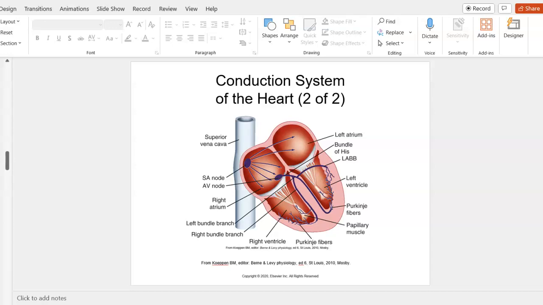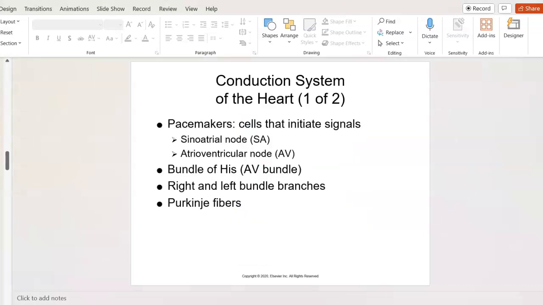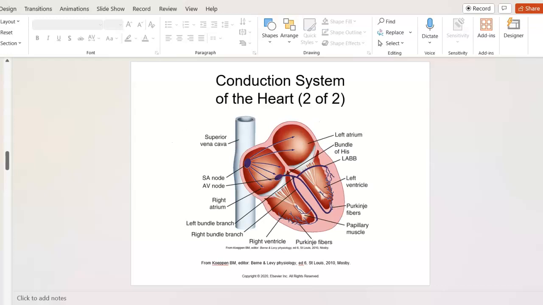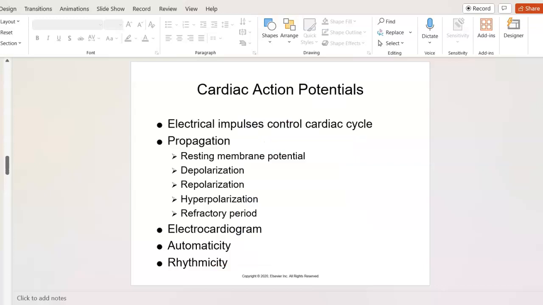Now, on this picture, there's LABB that's not in the notes, though, so I don't think you're going to have to know that. I would know the ones that are listed here. And that is how the electrical current flows through the heart. So those are the main areas that initiate and perpetuate the signal. And then it sends it across the myocardial cells, those little Y-shaped cells, and allows that muscle to contract.